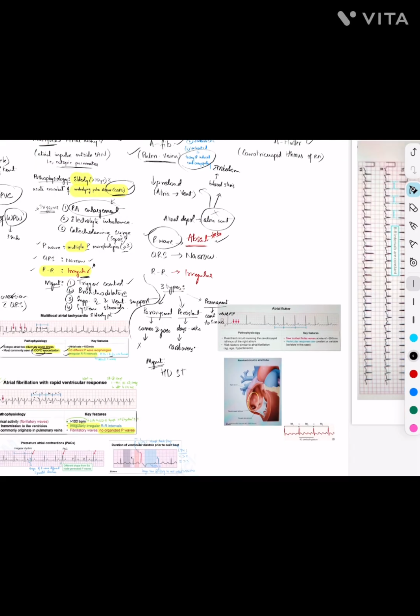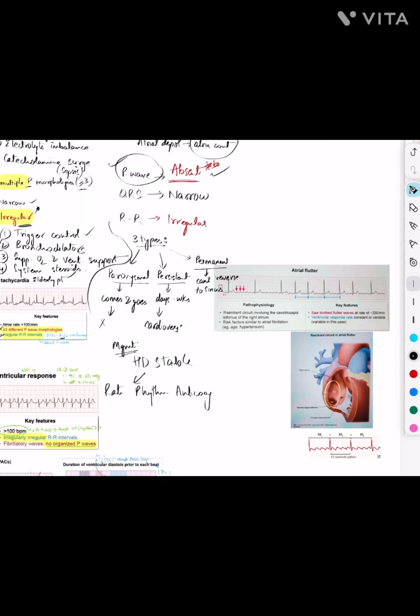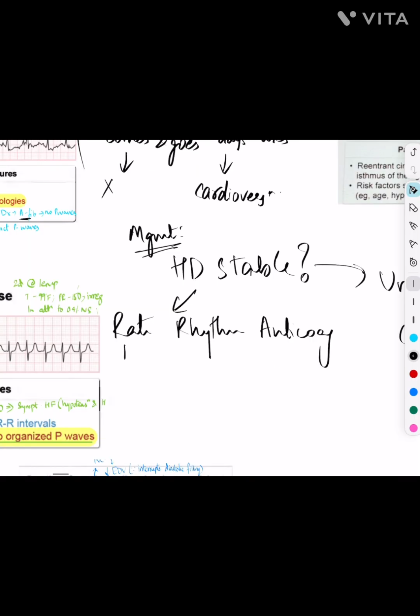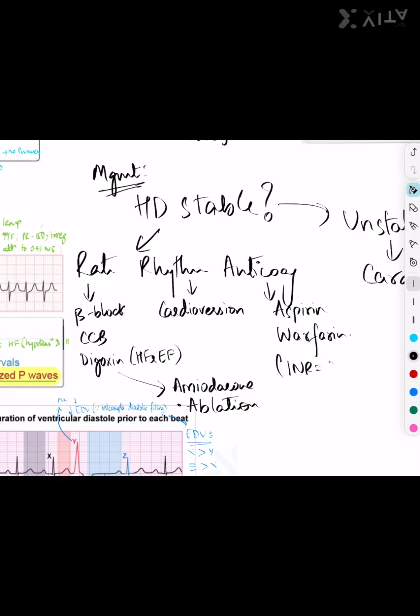Now let's see how to manage atrial fibrillation. For management, you should see if he is hemodynamically stable. If he is stable, you should do rate control, rhythm control and anticoagulation. If he is not hemodynamically stable, you have to perform cardioversion. So how do you control the rate? It is beta blocker, calcium channel blocker, and if the patient is a heart failure patient, then digoxin. If this still doesn't work, then you can go for amiodarone and ablation. How do you control rhythm? With cardioversion. And you have to give an anticoagulant, aspirin or warfarin. And the goal INR should be between 2 to 3.